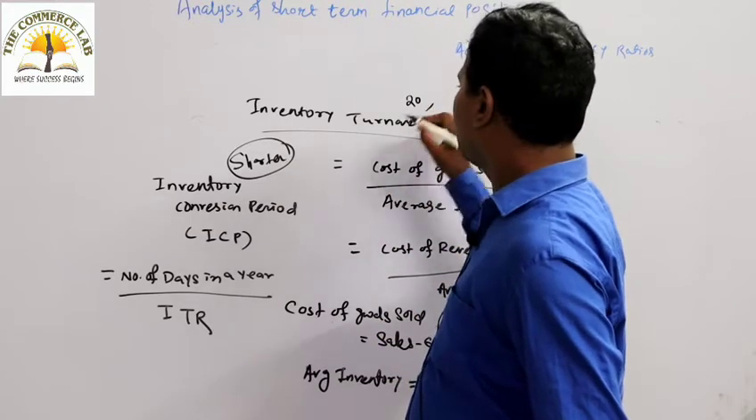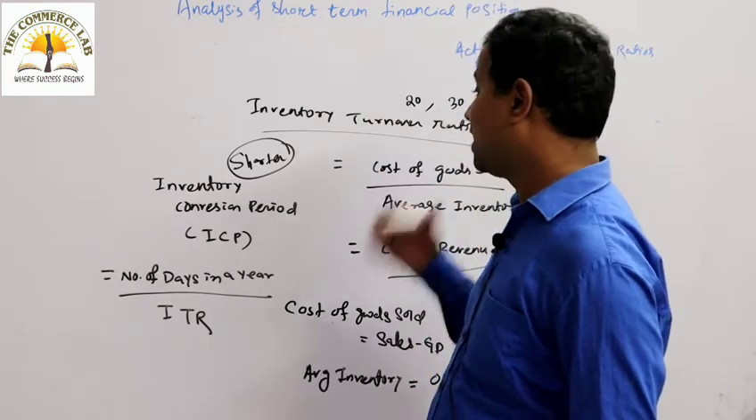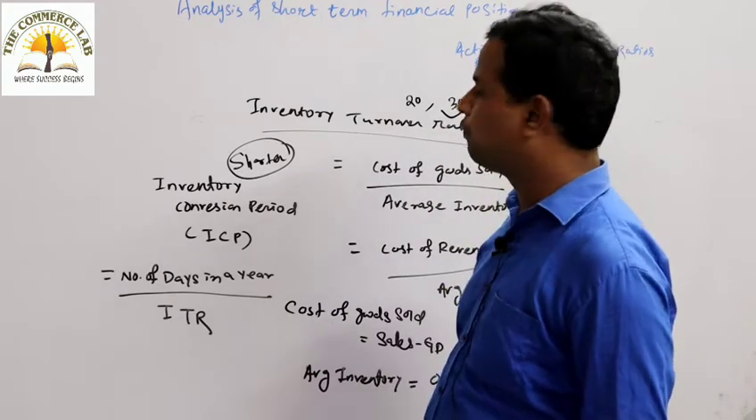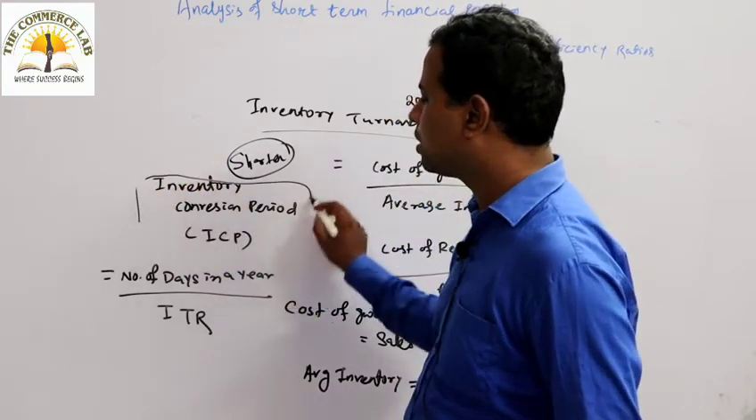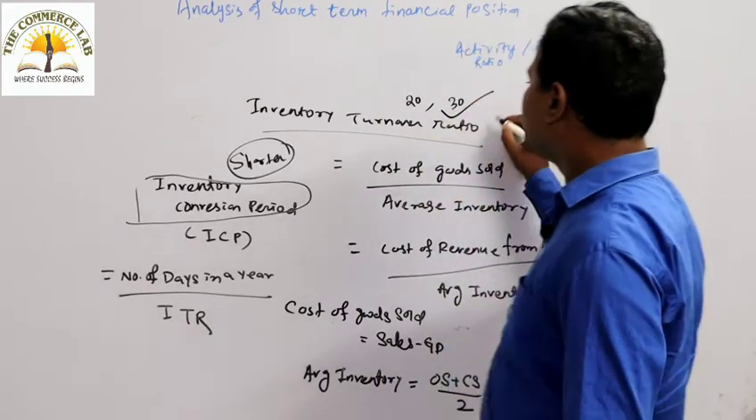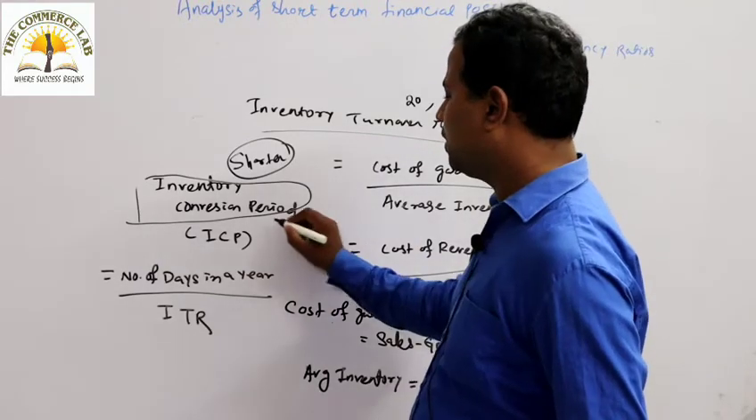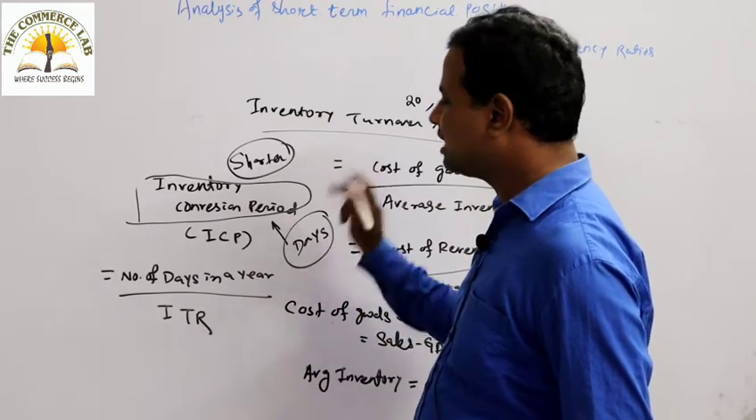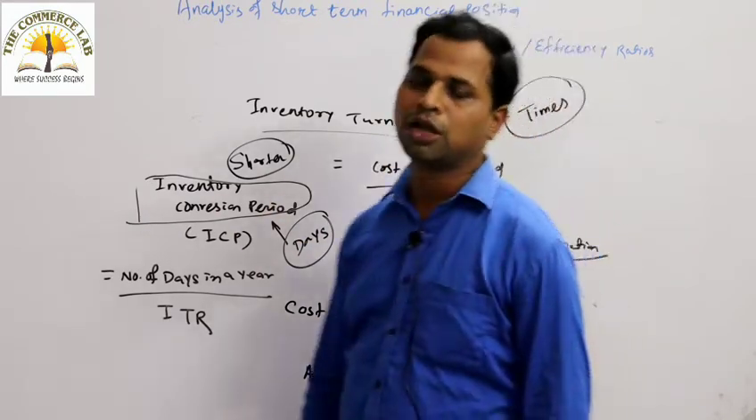But in the case of inventory turnover, if one organization turns the inventory 20 times in a year and another organization turns it 30 times, then the higher turnover is preferable in terms of inventory turnover ratio. But in the case of inventory conversion period, the shorter period should be preferred. The unit of inventory turnover ratio will always be in times, whereas the unit of inventory conversion period will be in days. So shorter days are preferred, and more times is preferred in the inventory turnover ratio.